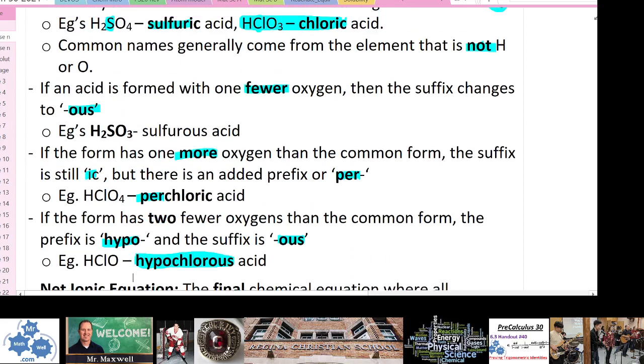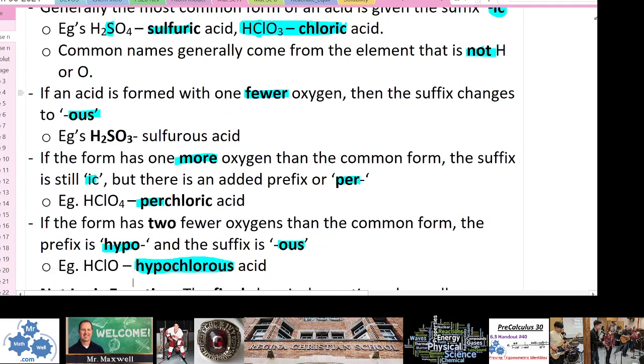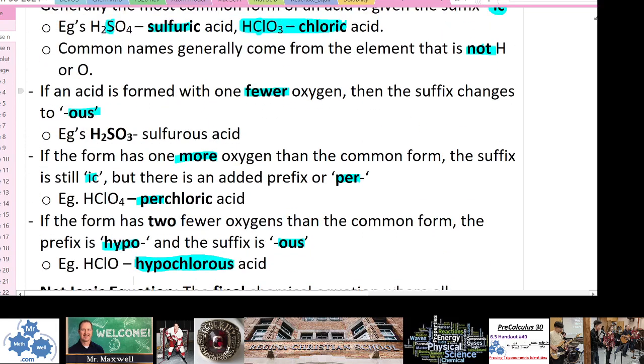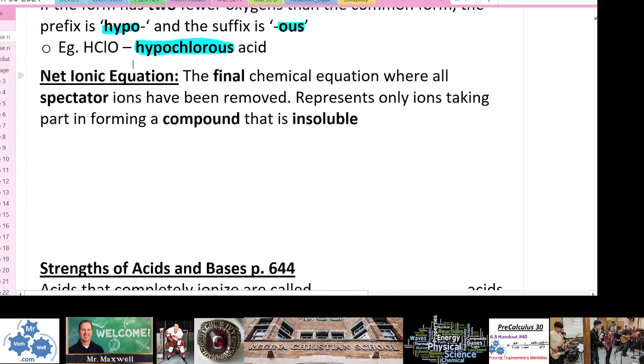Obviously the ternary acids and bases are a little bit more complicated, but as you read through the textbook, you'll get familiar with that. So that's all I'm going to talk about for naming. There's just a few other things that I want to throw in here.